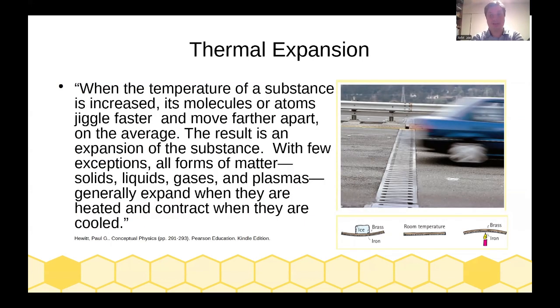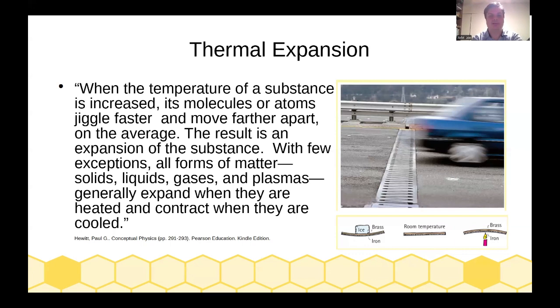A general rule that is not 100% true for water, but is true for most substances, is that when the temperature of a substance is increased, its molecules or atoms jiggle faster and move farther apart on average. The result is an expansion of the substance. With few exceptions, all forms of matter, solids, liquids, gases, and plasmas, generally expand when they are heated and contract when they are cooled. An example of this is looking at a bridge like on the right-hand side, which is going to expand or contract depending on the temperature.